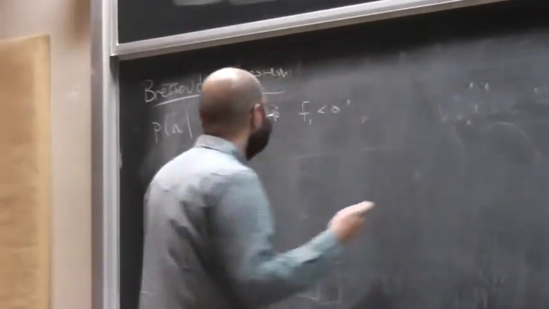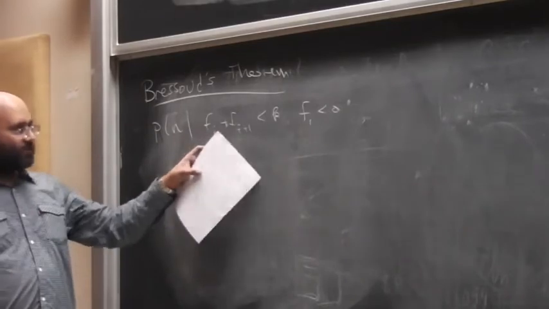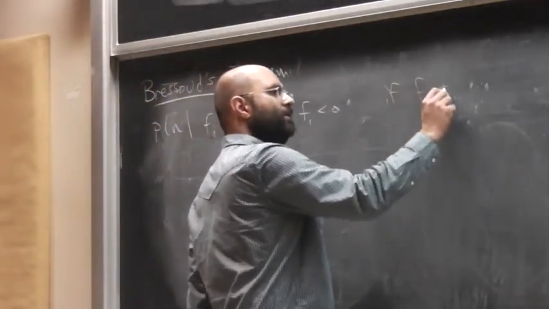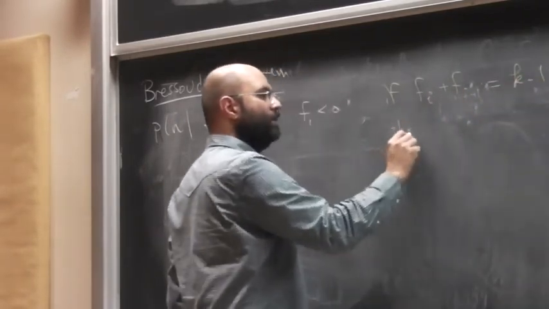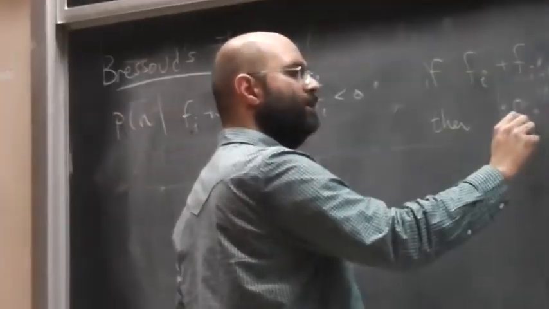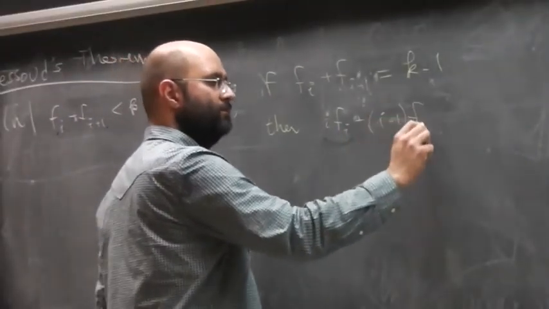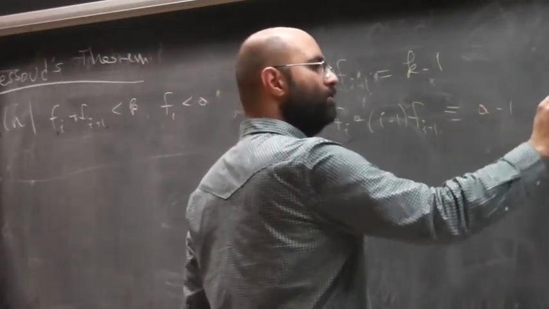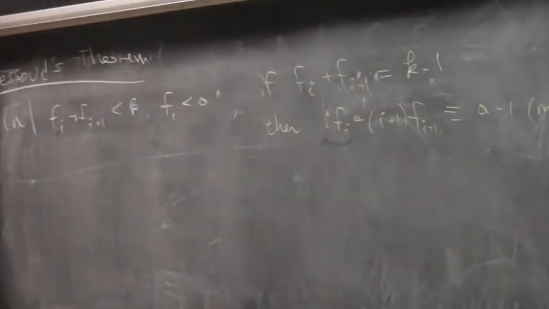In Corteel and Lovejoy's terminology, when these frequencies are saturated, meaning they attain their upper bound, if f_i plus f_{i+1} is equal to k minus 1, then the sum of all those parts, i times f_i, sum of all i's plus sum of all i plus 1's, must be congruent to a minus 1 modulo 2. That's Bressoud's extra condition.